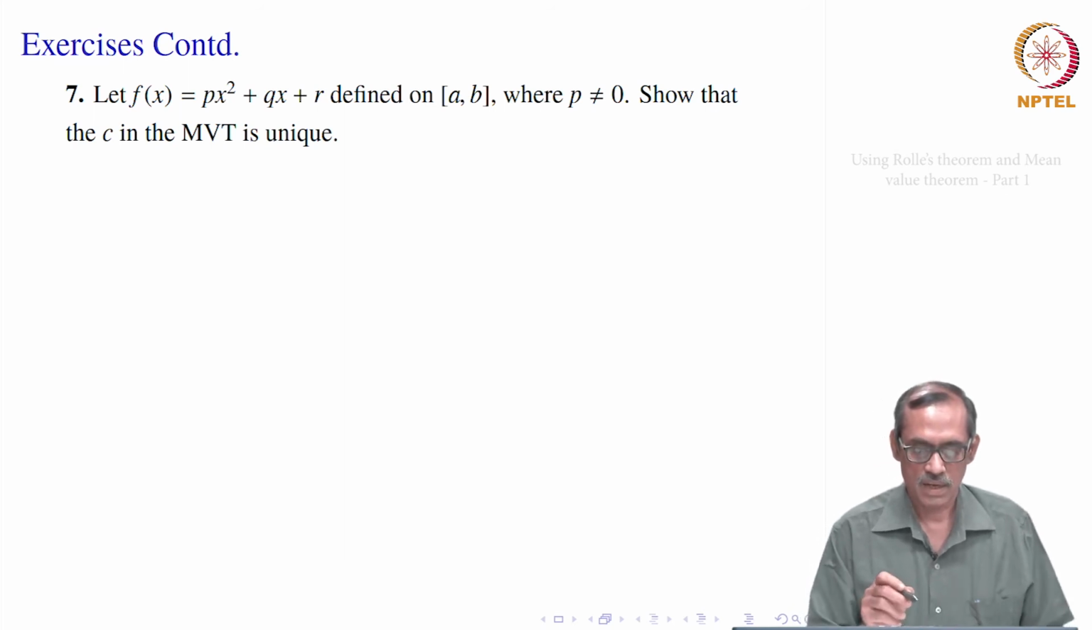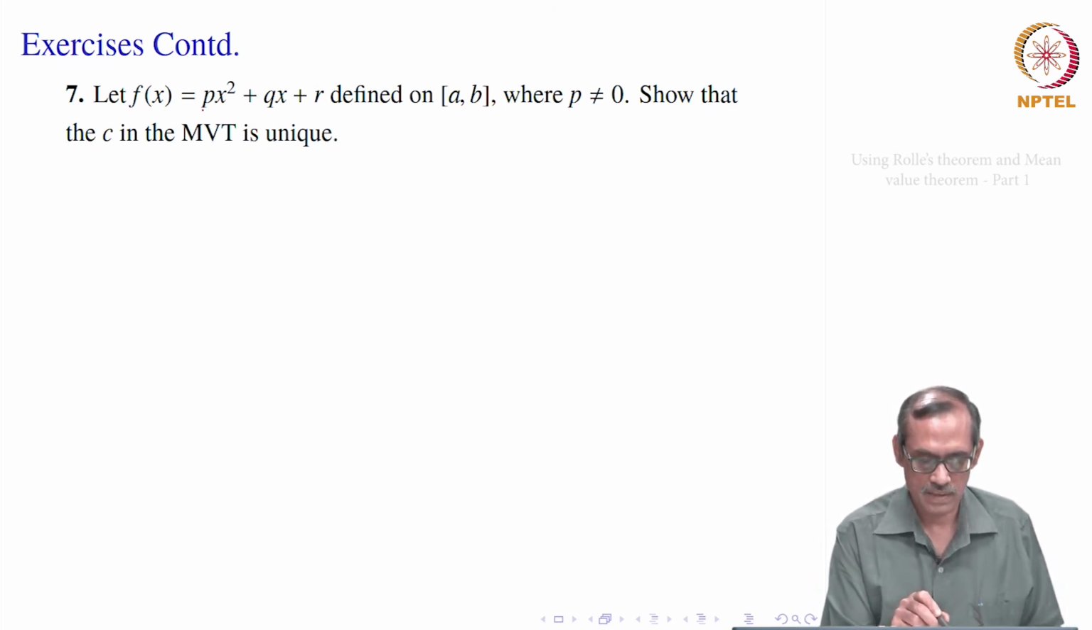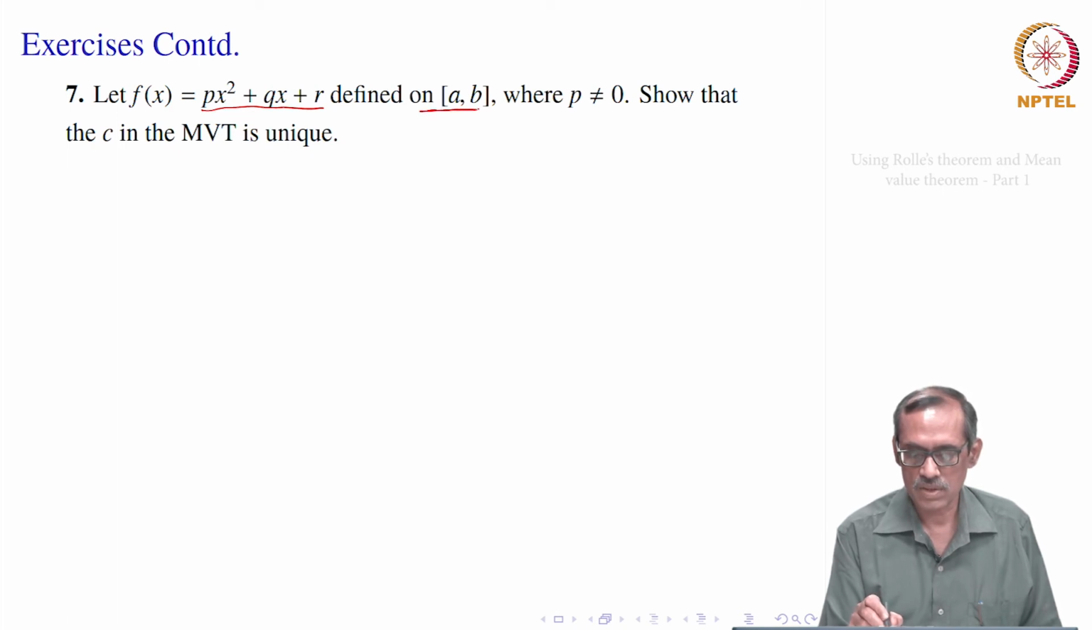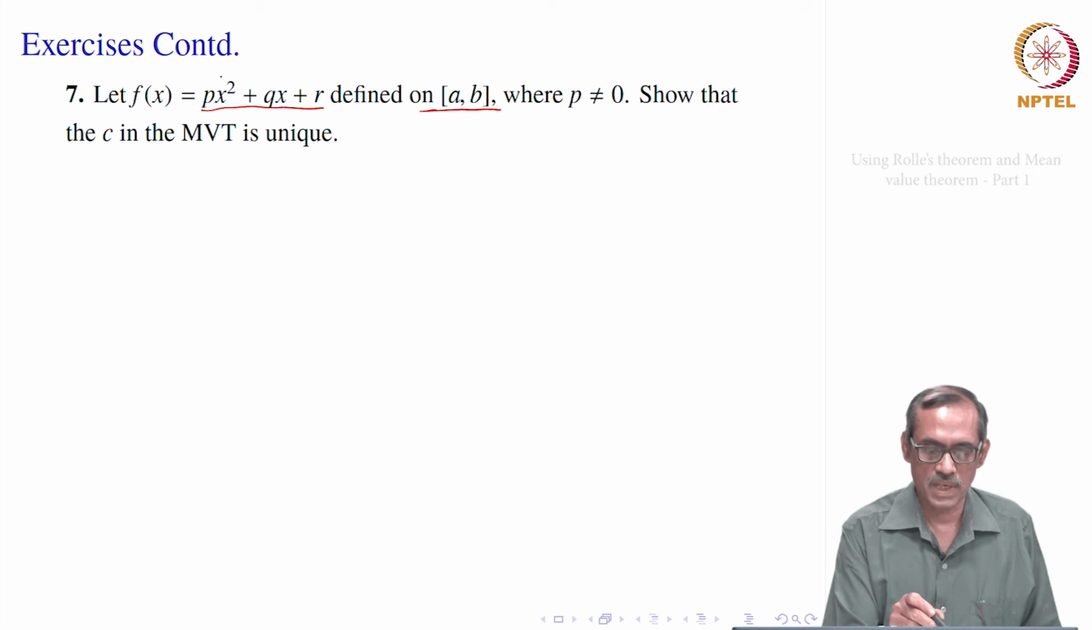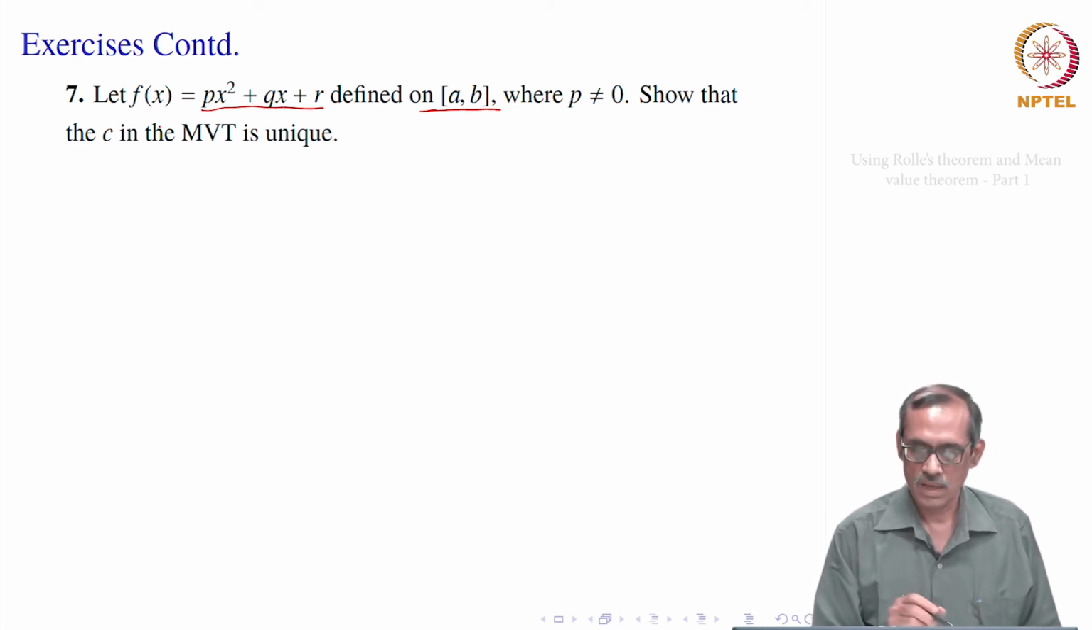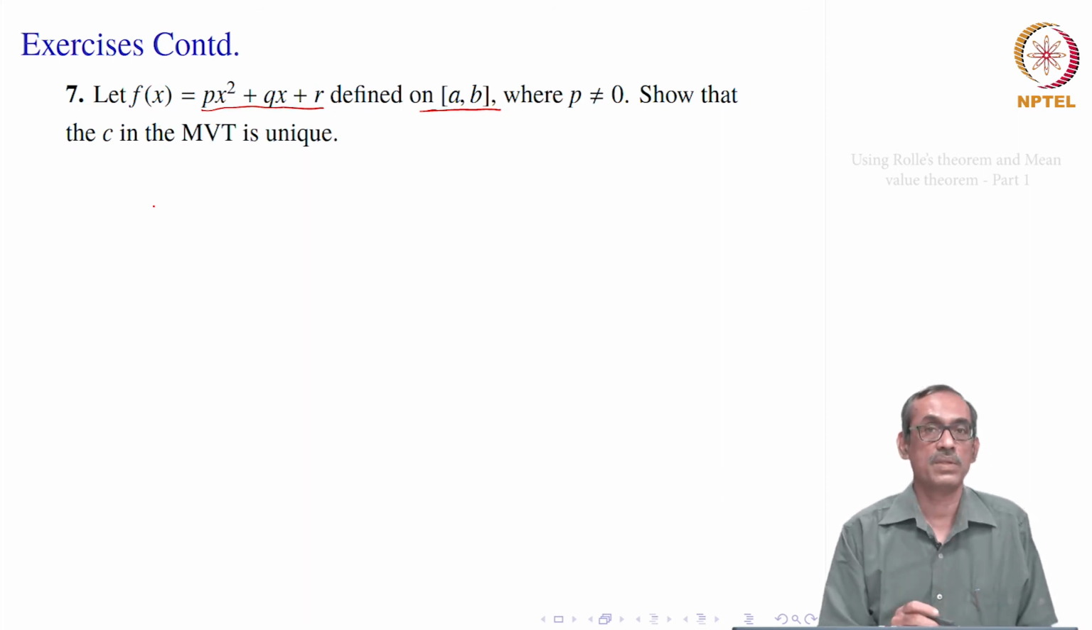Here we are given a quadratic, a polynomial of degree 2. So, p x square plus q x plus r. It is defined everywhere. So, we are considering this function as a function with the domain a b. So, here of course, we assume a is less than b, right, and it is given that the coefficient of x square is not 0, p is not 0, so that the c in the mean value theorem is unique.